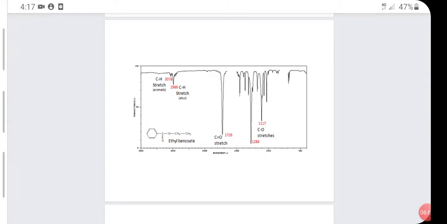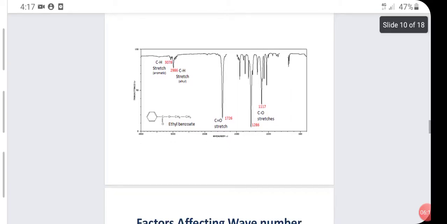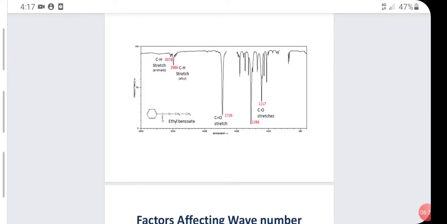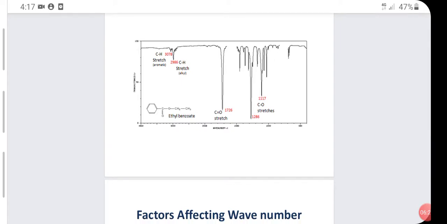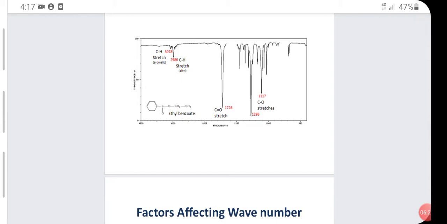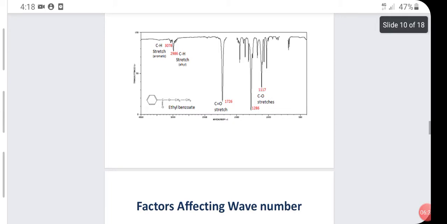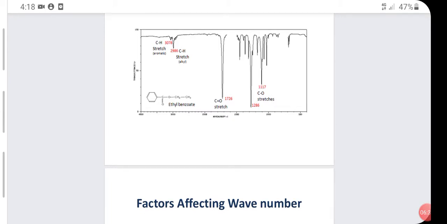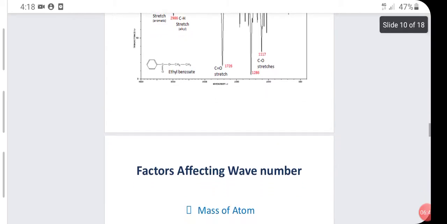Here the first peak is a very small peak at the wave number 3078 and it shows stretching vibration and the functional group is CH. The second peak is present at the wave number of 2986 and it also shows stretching vibration and here the functional group is CH. The third peak is a very intense peak and it is present at the wave number 1726 and it shows the stretching vibration and there is a C double bond O functional group.